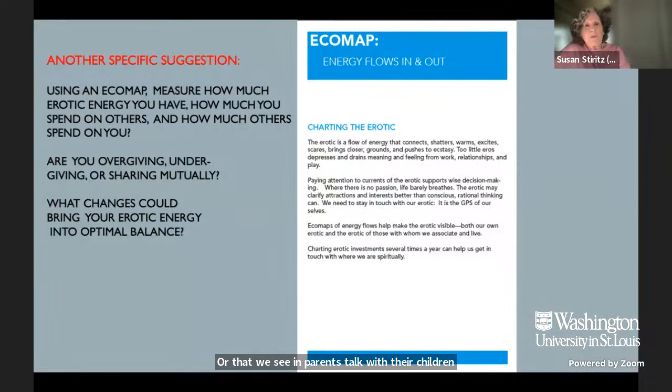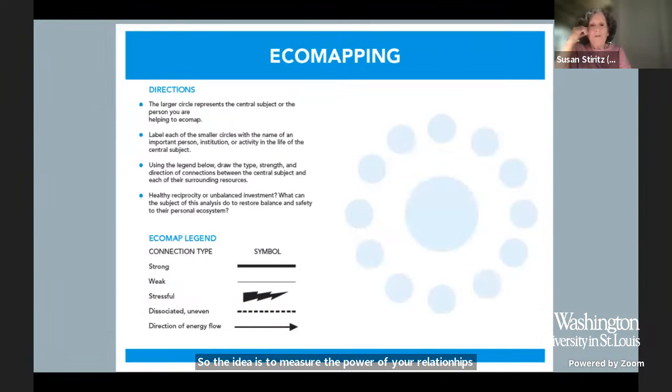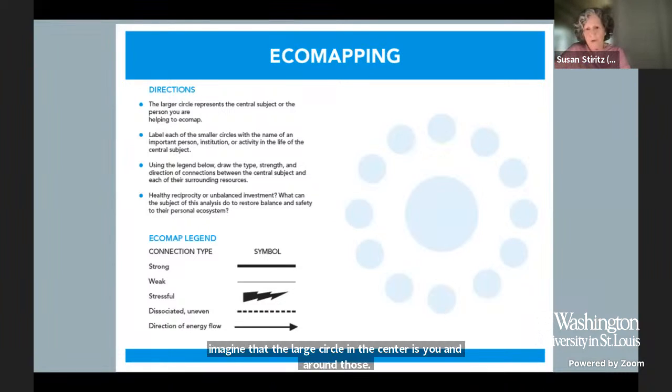So another specific suggestion is using the Ecomap, and this is the Ecomap brochure that we have. So the idea is to measure the power of your relationships by the energy they give you. If you could imagine that the large circle in the center is you, and around that circle are your most important activities and people.